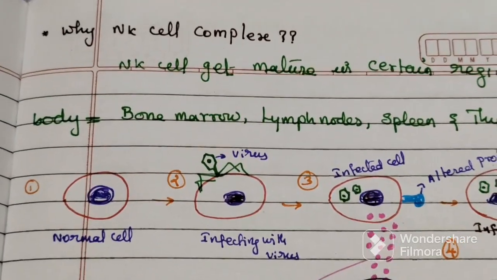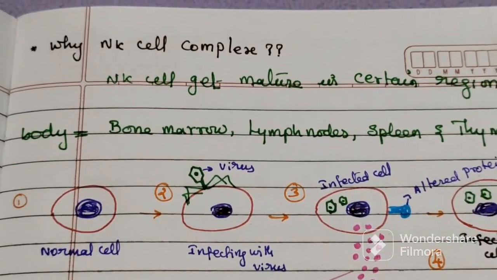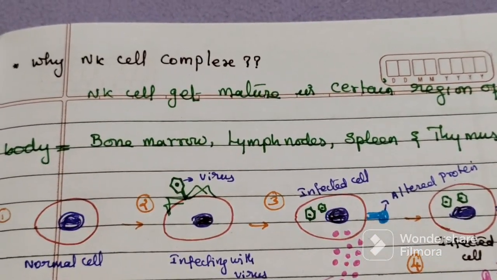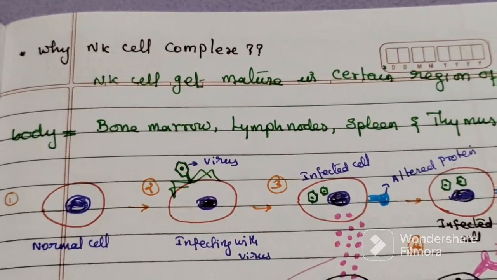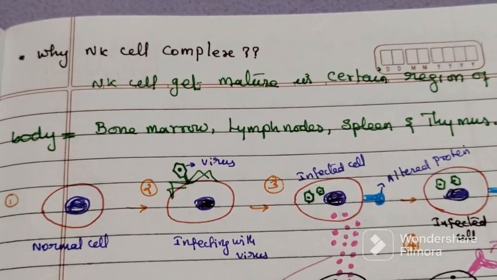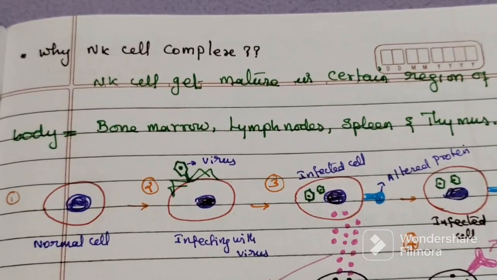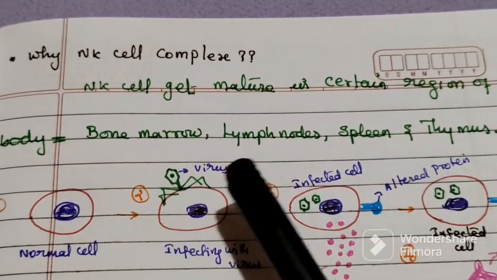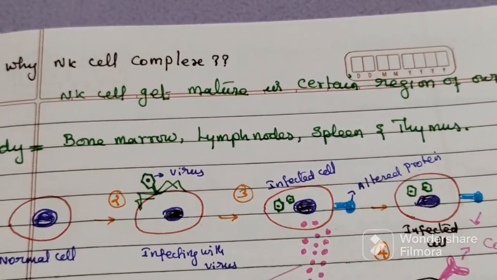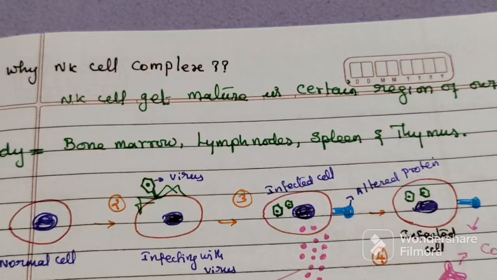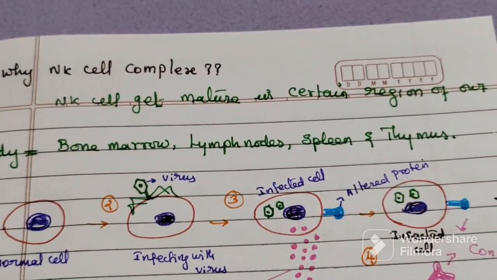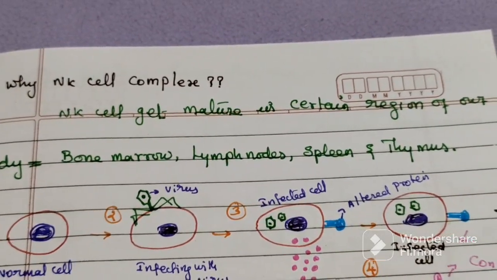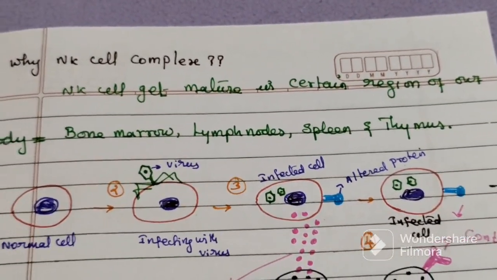But the NK cell is highly complex compared to cytotoxic T cells. Why is the NK cell highly complex? I will explain using this diagram. NK cells mature in certain parts of the body, like bone marrow, lymph nodes, spleen and thymus. In these regions, the NK cell gets activated or matured to kill pathogens that enter our body.